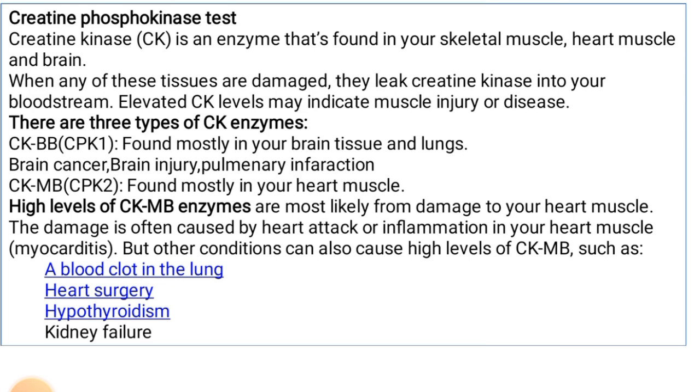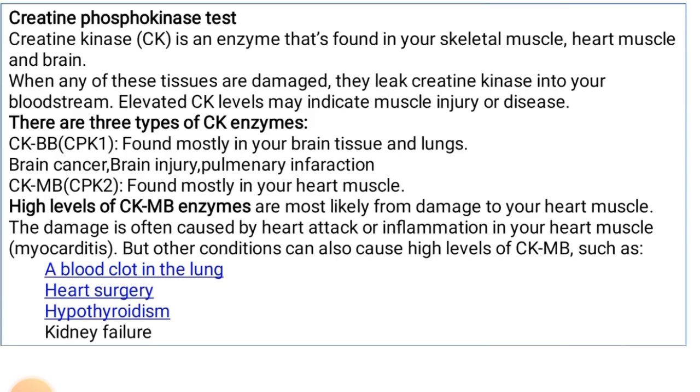So creatine kinase is an enzyme found in the skeletal muscles, heart muscles, and brain. It is present in muscles, in the heart, and in the brain. When any of these tissues are damaged, they leak creatine kinase into your bloodstream. So an elevated creatine kinase level may indicate muscle injury, brain injury, or heart injury.